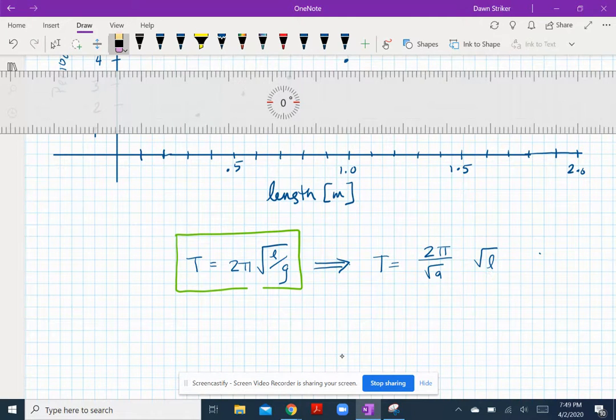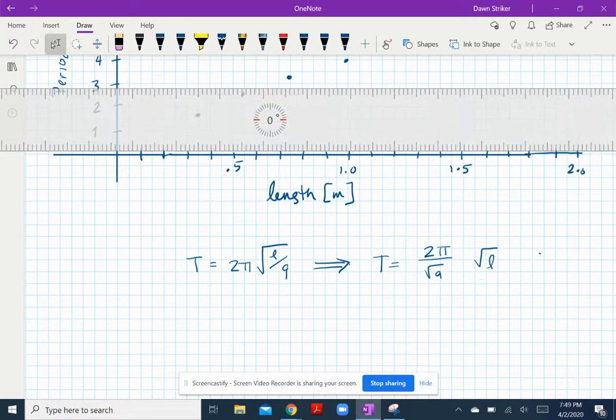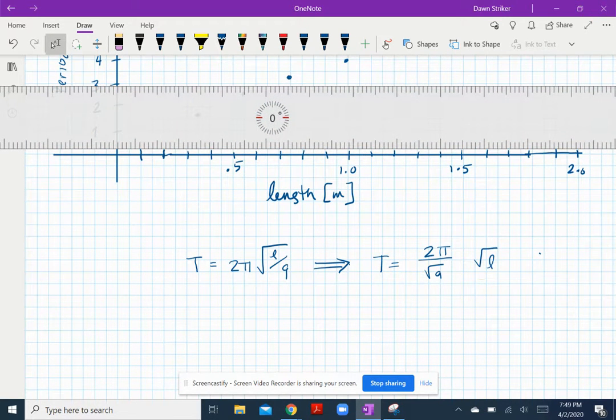I'm using OneNote, which is a great little app. It helps you to create notes in color, and you can have as much graph paper as you want. And today I just found that there was a ruler, which is great. I hadn't known before that there was a ruler.